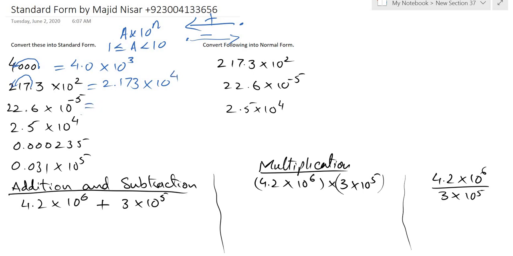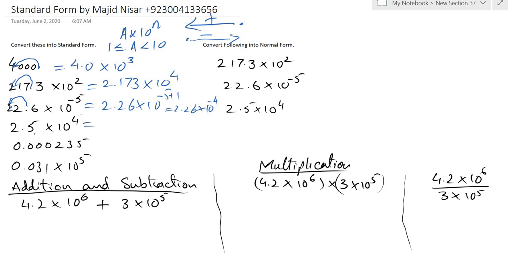Now the point is here, we have to put it after the first non-zero digit. The point is moving 1 digit left, so the power will be increased by 1, so it will be 2.26 into 10 raised to power minus 5 plus 1. So what will it be? It will be 2.26 into 10 raised to power minus 5 plus 1, minus 4.